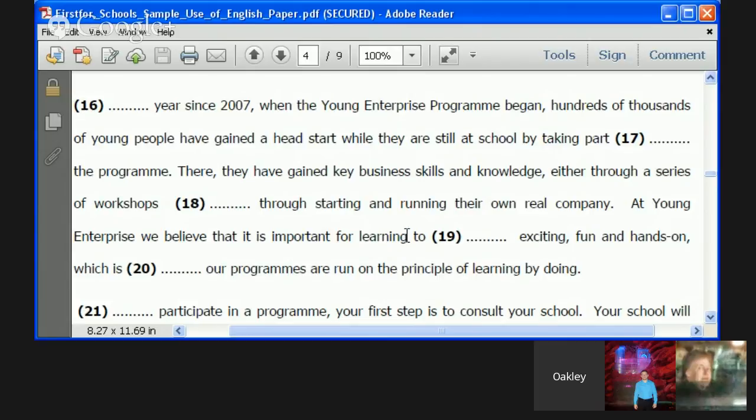We think learning should be fun, which is blank. Our programs are run in a certain way. Should be fun. We think this, which is something. We do this. Which is something we do. Fun. Which is.